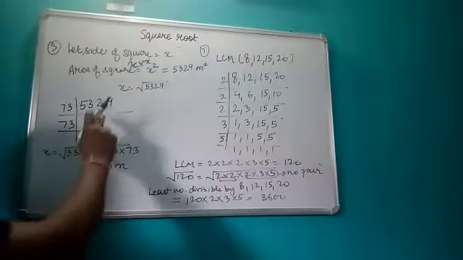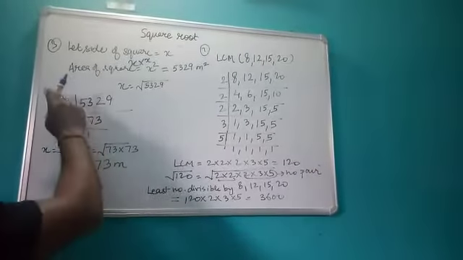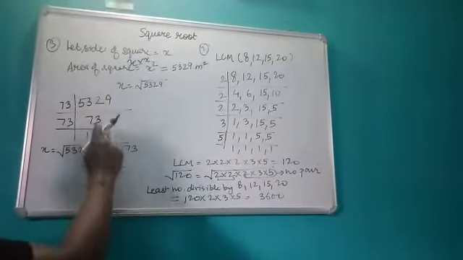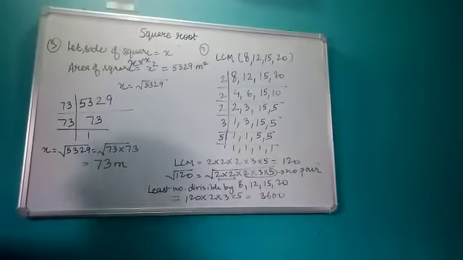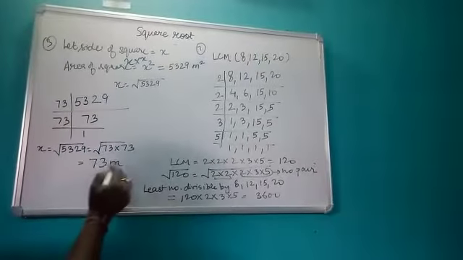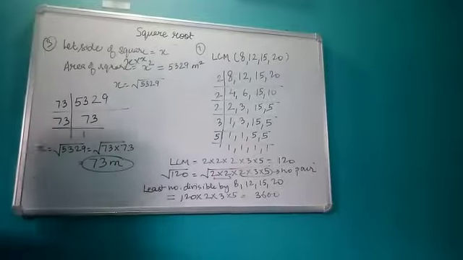Next we will do the prime factorization of this. So it is divisible by 73. So its prime factorization will be this. That means the side of the square is 73 meters.